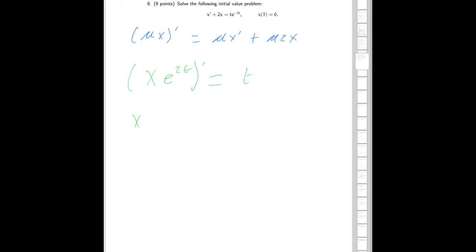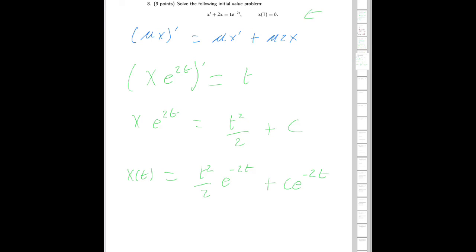And so what this tells us is x e to the 2t is equal to t squared over 2 plus some constant. In other words, x of t is equal to t squared over 2 e to the minus 2t plus c e to the minus 2t. This is the general solution to the non-homogeneous equation.